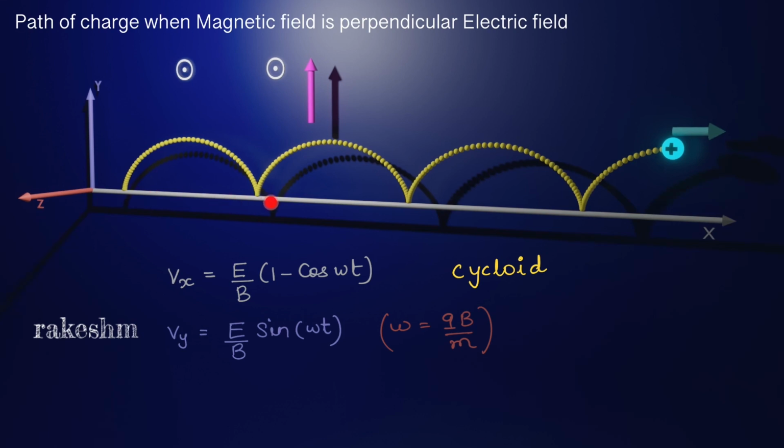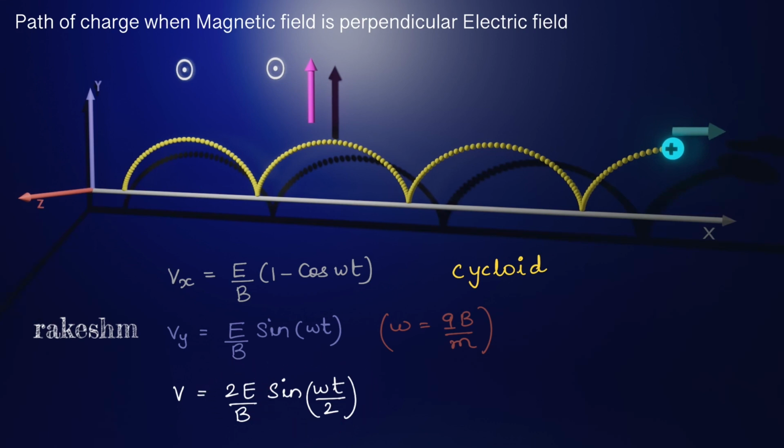The x component of velocity of the charge is given by E by B into 1 minus cos omega t, and the y component of its velocity is given by E by B into sin omega t. So this is the x component of velocity and this is the y component of velocity, and omega is qB by m. The total velocity of the body is 2E by B sin omega t by 2.